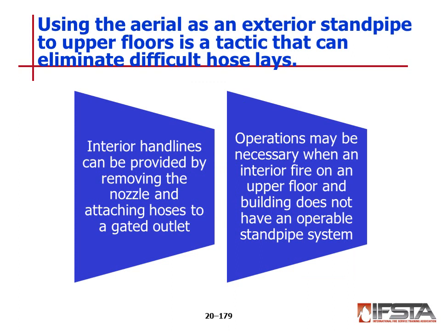Using the aerial as an exterior standpipe to upper floors is an attack that can eliminate difficult hose lays up interior stairwells. Interior hand lines can be provided by removing the nozzle and attaching hose lines to a gated outlet. Operations may be necessary when there is an interior fire on an upper floor and the building does not have an operable standpipe system.